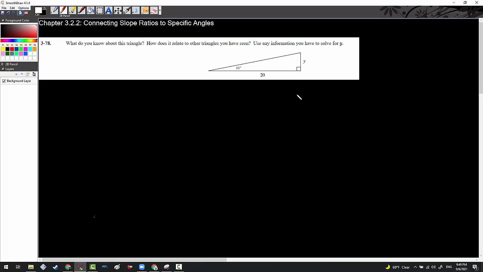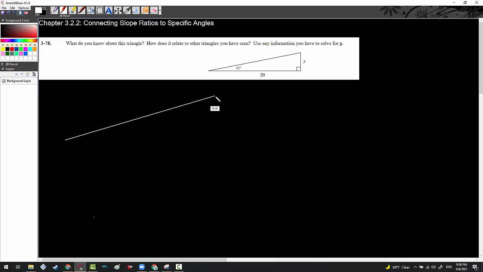In today's episode, we will be discussing Chapter 3.2.2, which is connecting slope ratios to specific angles, which is basically a continuation of the last section. We are delving into our journey of connecting slope to angles of elevation. And in 3-78 here, it says, what do you know about this triangle and how it relates to other triangles we've seen? And we have to use any information to solve for y.